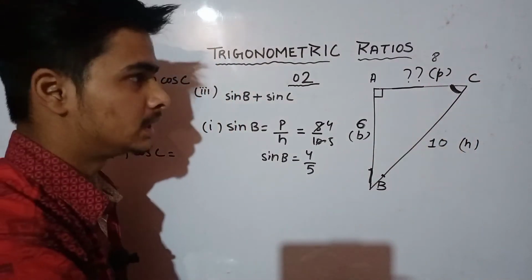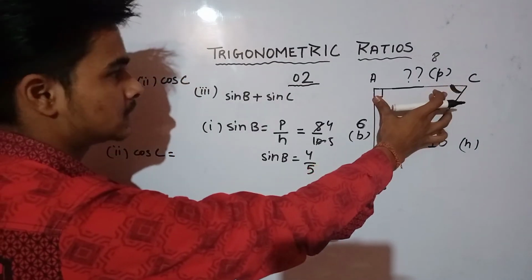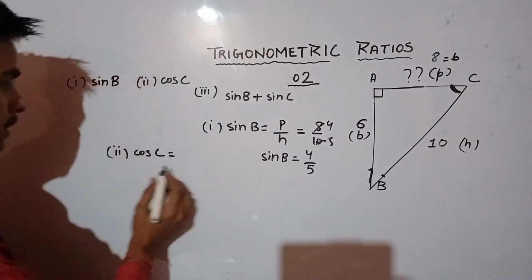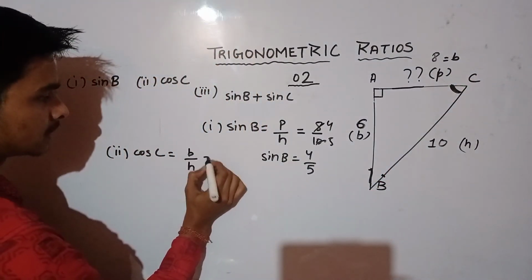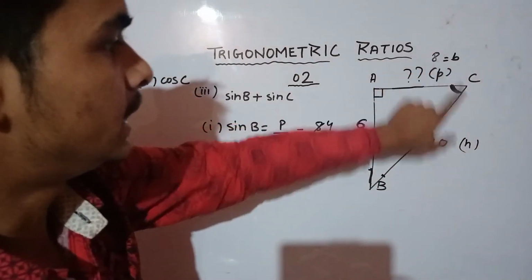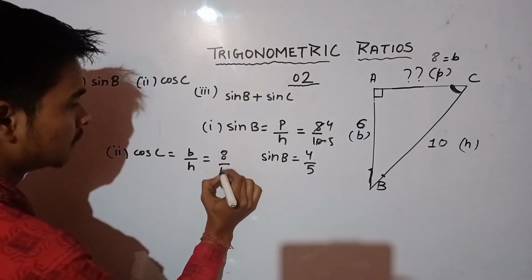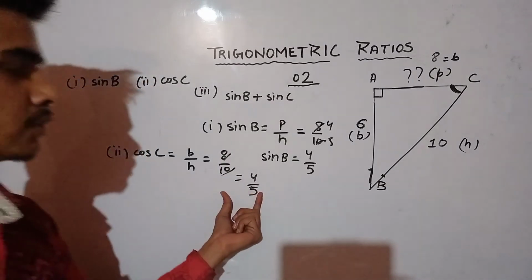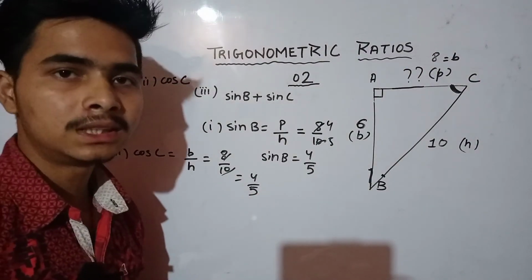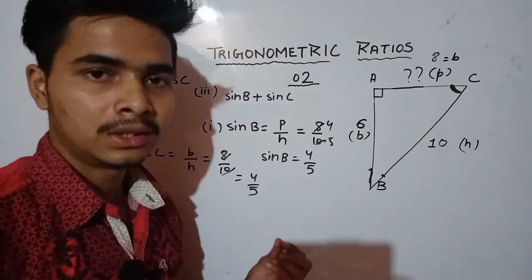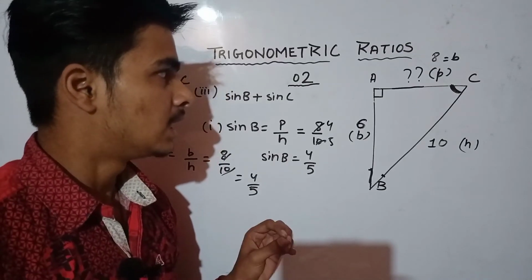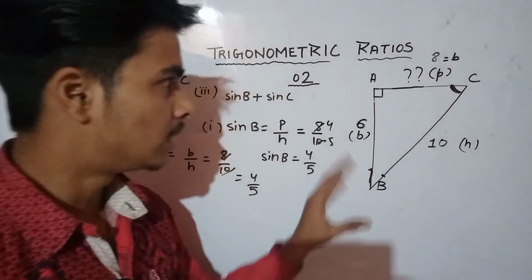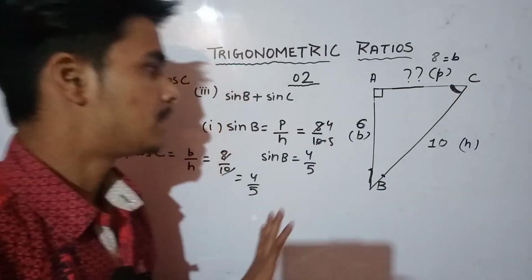Understand it very carefully. This will become the base, so the base value is 8. And what is cos? Base upon hypotenuse. So base upon hypotenuse means 8 by 10, 8 upon 10. It again becomes 4 upon 5, which means cos of C is also 4 by 5. Try to understand things. I think most of your doubts have got cleared till now. See how I am converting all the base and perpendiculars. Note this.